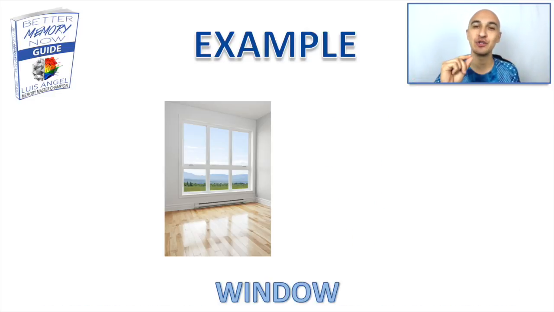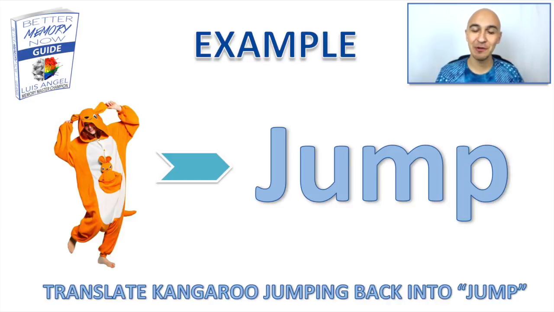Because what's going to happen after you place every single one of these images for the words along a route is you want to come back to them. So for example, right here, the window, and ask yourself, what did I see there? What did we see on the window? That's right, it was a kangaroo jumping, so you translate that back into the word, which is jump.